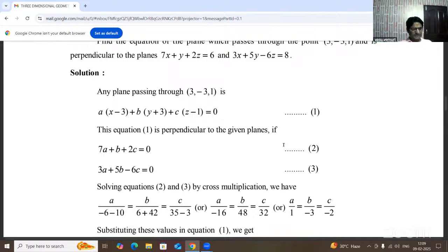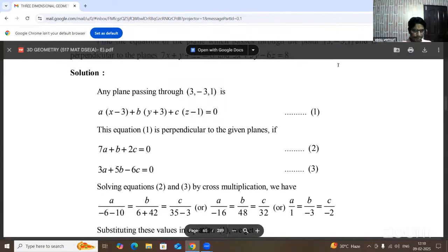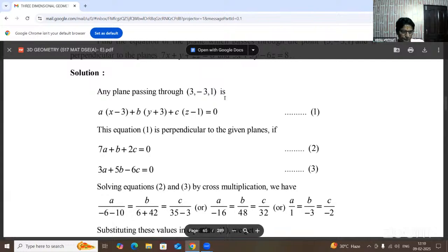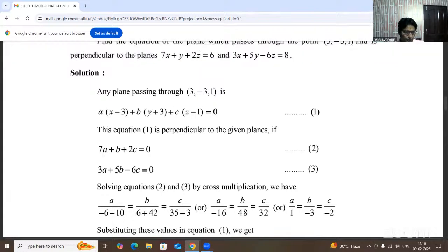Any plane passing through the point, already one point is given. So what is the equation? A of x minus x1, where x1 means 3, y1 means minus 3, that is minus of minus 3 means plus 3. Just observe here. B of y minus of minus 3, means y plus 3, plus C of z minus z1, where z1 equal to 1, equal to 0. So the point is given. What is the plane equation? A of x minus x1 plus B of y minus y1 plus C of z minus z1 equal to 0. That is the first equation.